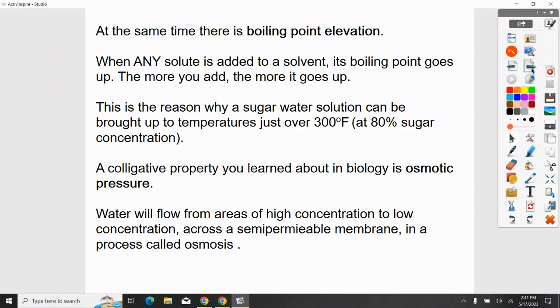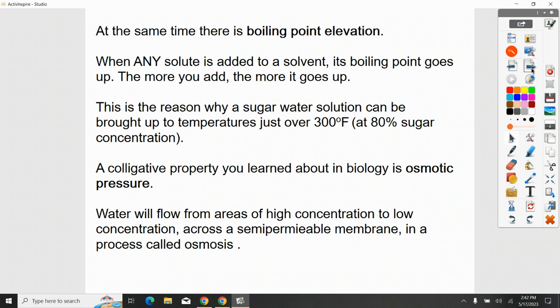For my example here, we're talking about making candy, and making candy, you mix sugar and water together, and you boil that mixture. And you can get that boiling sugar water up to 300 degrees Fahrenheit at an 80% sugar concentration, well above the boiling point of water, which is 212 degrees Fahrenheit. And again, the reason why this boiling point goes up is because the sugar is there. That solute is pushing that boiling point up.